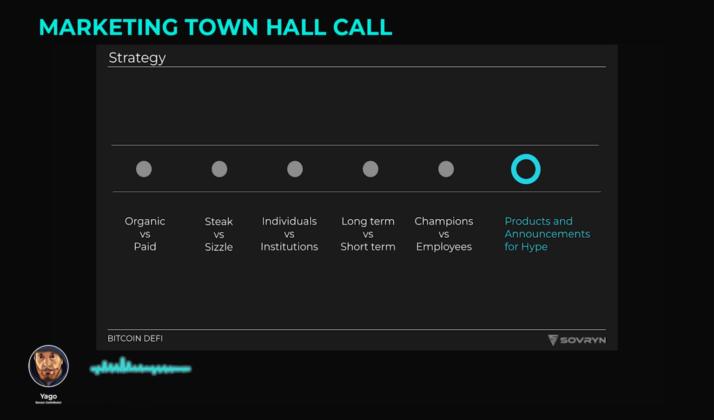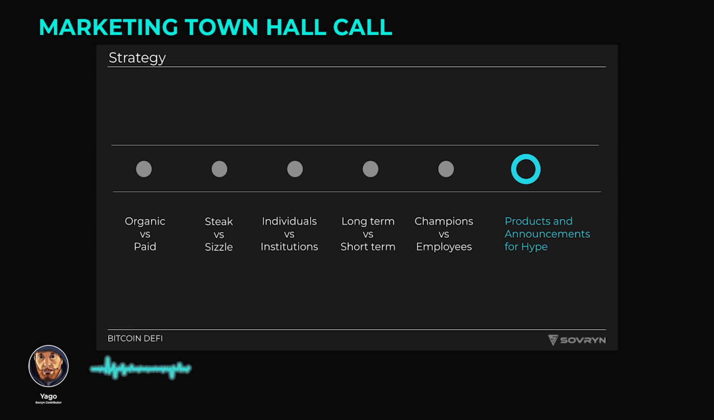A big reason that we've done this is because we didn't want to enter into the trap of selling vaporware. We didn't want to enter into the trap of just hyping stuff up or talking about partnerships that haven't happened, something that we see very frequently in the rest of the crypto space.